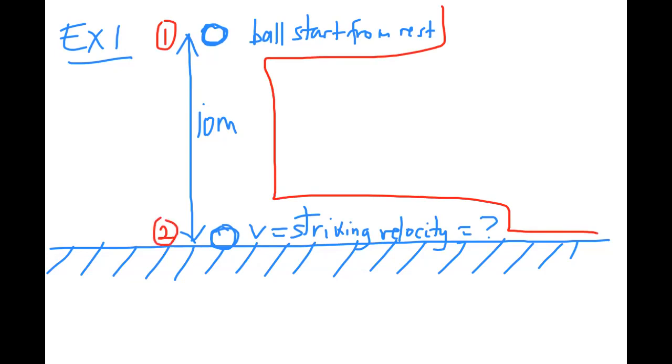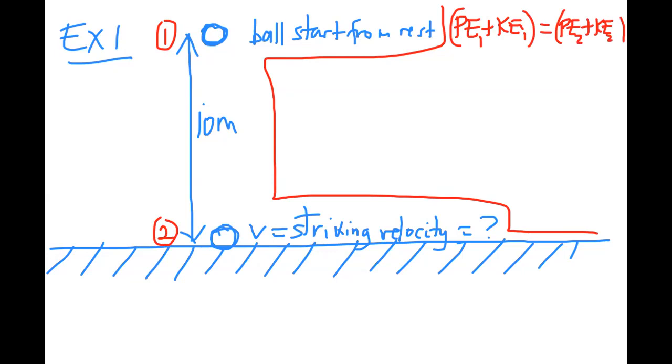So what I'm trying to say here is that potential energy at position 1 plus kinetic energy at position 1, this is the total energy. According to the conservation of energy, it must be equal to potential energy at position 2 plus kinetic energy at position 2. So this, what I have written here, is a mathematical equation for conservation of energy.